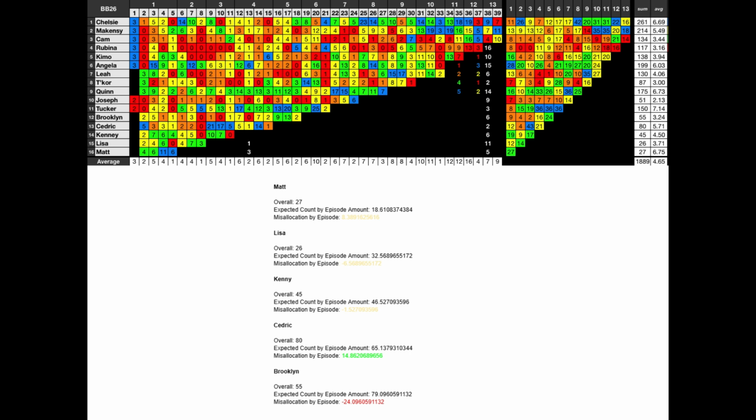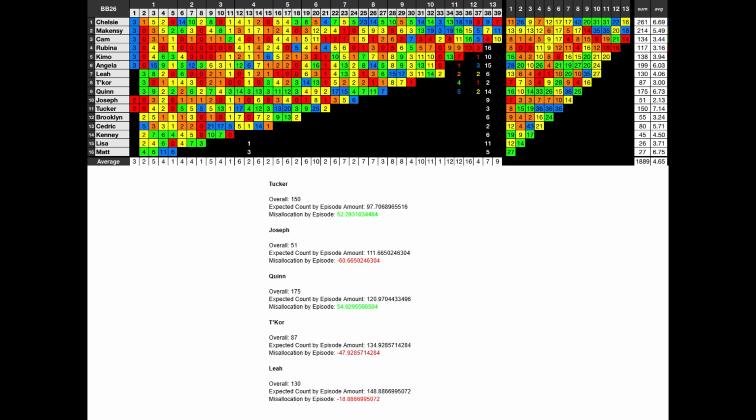Brooklyn is the first person in red from the season, as she has 55 diary rooms, and her expected count by episode amount is 79.09, causing her to have a negative 24.09 misallocation amount, and this really isn't shocking.